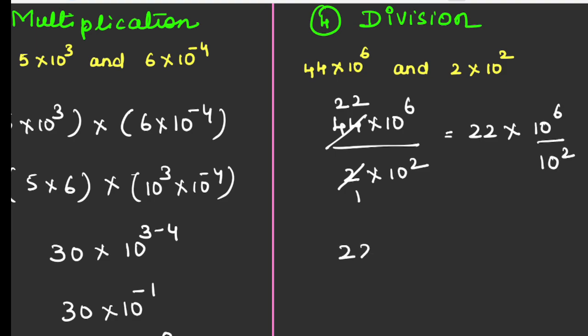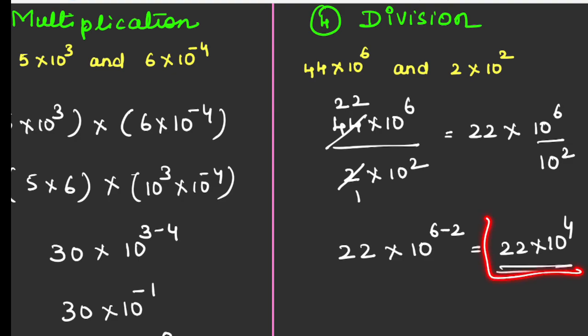So 22 into 10 to the power of. So the powers here you have to subtract, 6 minus 2. So 6 minus 2, how much will you get? 22 into 10 to the power of 4. Is this in scientific notation? No, you have to change this to scientific notation. So students, I want you to convert this to scientific notation and write your answer in the comment section.